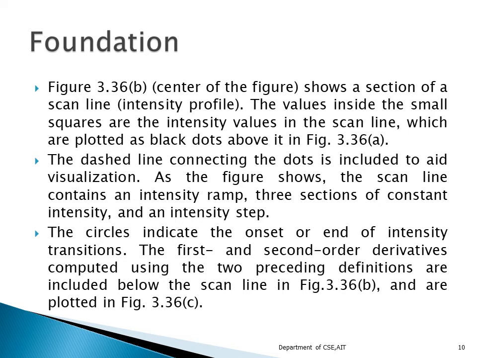A little more information about what we have just plotted. The values inside the small squares are the intensity values in the scan line, and they are plotted as the black dots. The dashed line connecting the dots is used to improve visualization. The scan line contains an intensity ramp, 3 sections of constant intensity, and an intensity step. The circles indicate the onset or end of the intensity transition. The scan line is seen in figure B, and the first and second order derivatives are plotted in figure C.